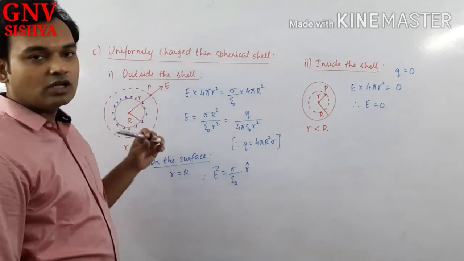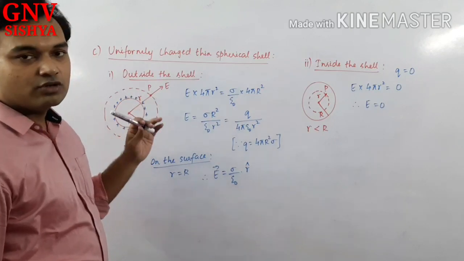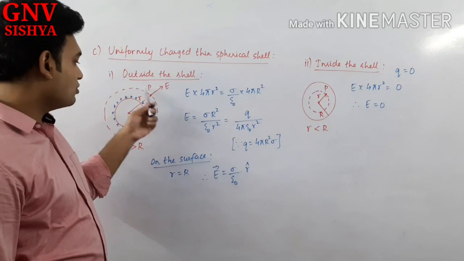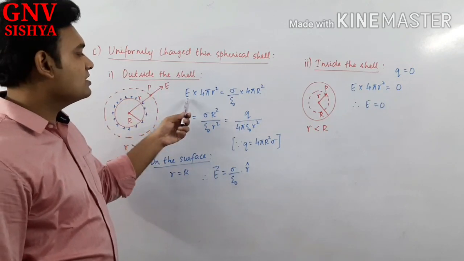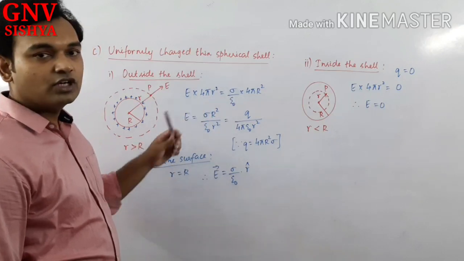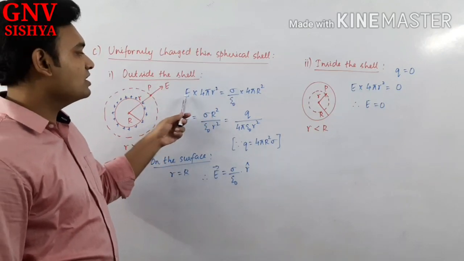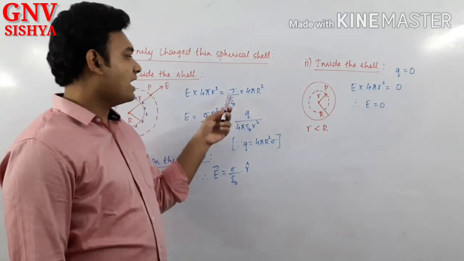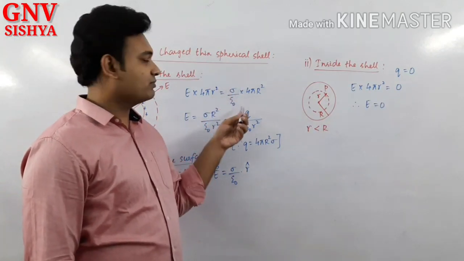Now how do we apply Gauss law? Gauss law is phi equal to q by epsilon naught. The flux coming out of this charged shell, coming out of the Gaussian surface, will be E into 4 pi r square. 4 pi r square is the surface area of the Gaussian surface. Okay, so E into 4 pi r square gives us the flux coming out of the Gaussian surface, and we'll have q by epsilon naught, right?